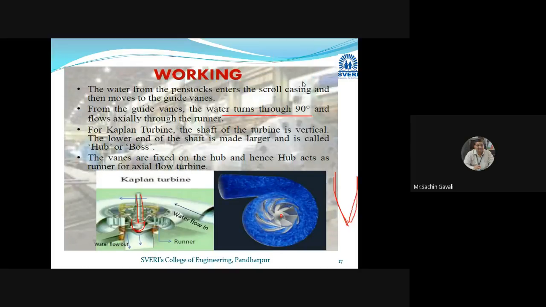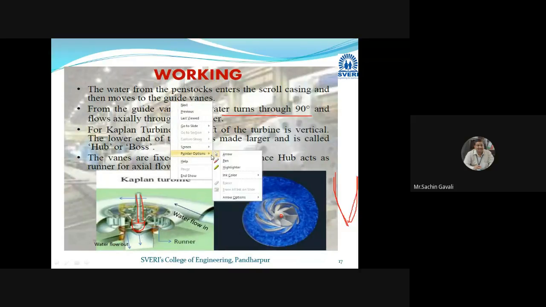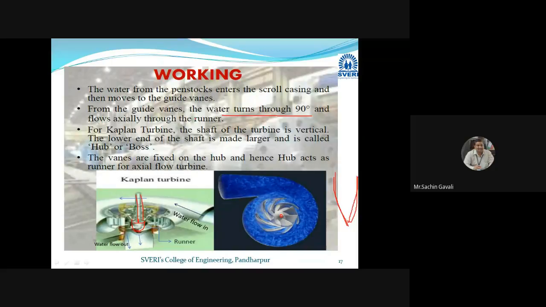So working: water from the penstock enters the scroll casing and then moves into the guide vanes. From the guide vanes, the water turns through 90 degrees and flows axially through the runner. Therefore, it is also called an axial flow turbine. So Kaplan turbine is low head, already we discussed, and axial flow, so water is flowing along the axis direction.